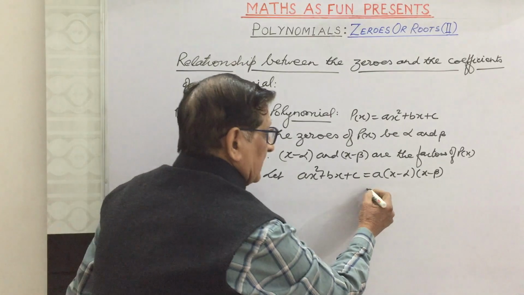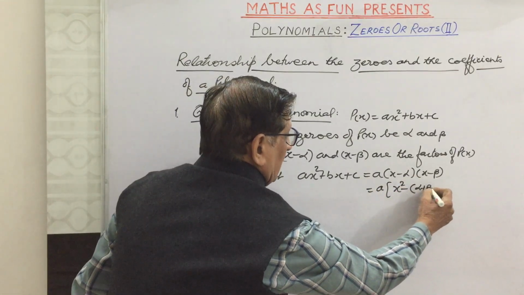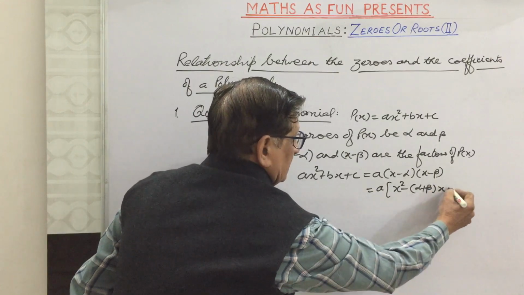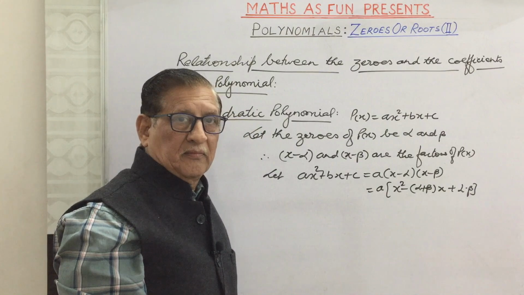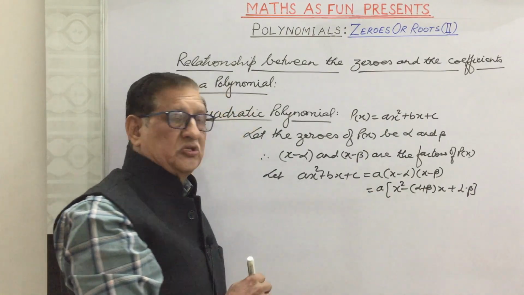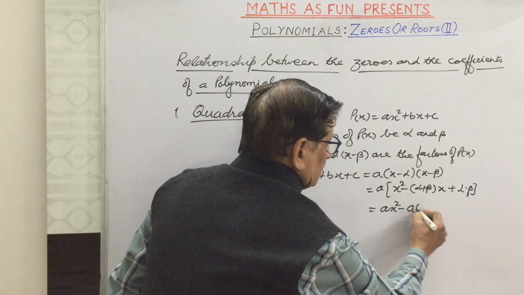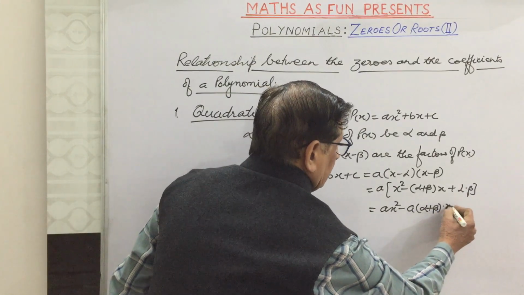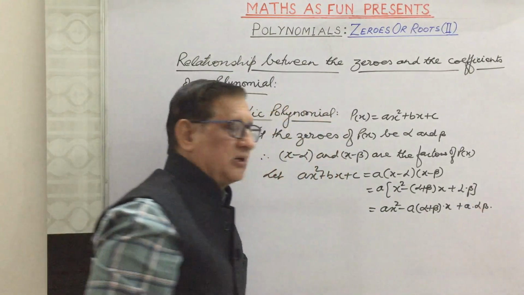Now if we simplify this, we are getting here x square minus (alpha plus beta) into x plus alpha into beta. Multiplying this a with each term, we are getting ax square minus a into (alpha plus beta) into x plus a into alpha into beta.